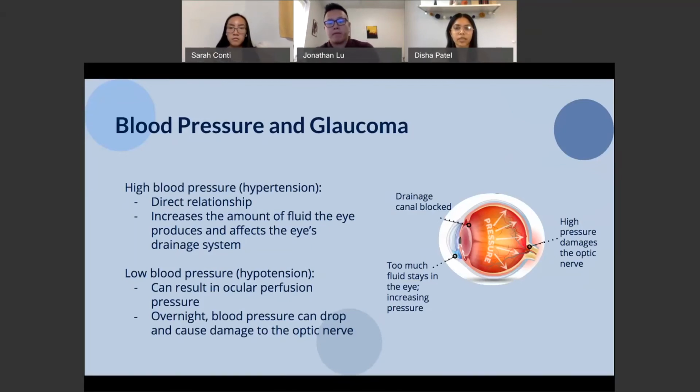On the other hand, hypotensive patients have an increased chance of developing low ocular perfusion pressure, which is essentially the difference between blood pressure and eye pressure. Both blood pressure and eye pressure vary throughout the course of the day. Overnight, blood pressure can naturally drop and cause damage to the optic nerve. As such, it is important to strive for an intermediate blood pressure because both hypertension and hypotension are glaucoma risk factors.